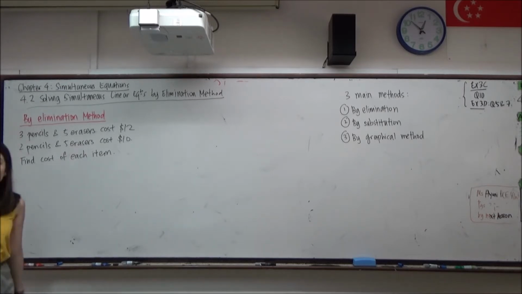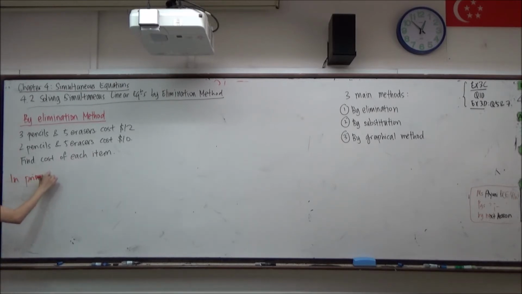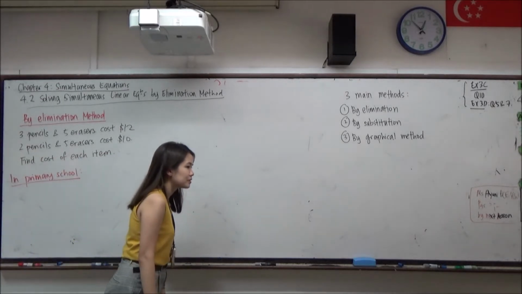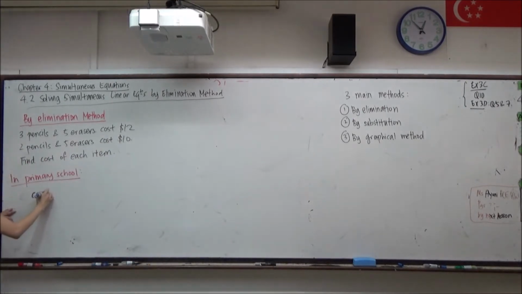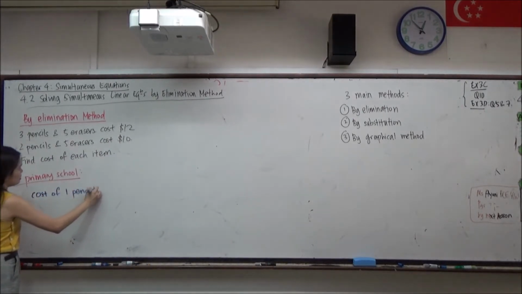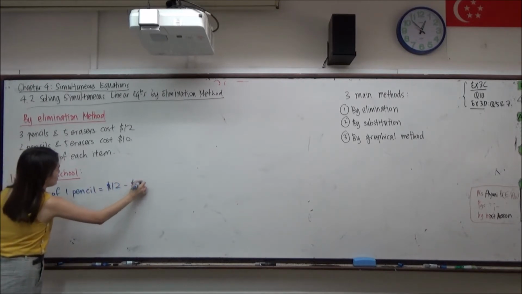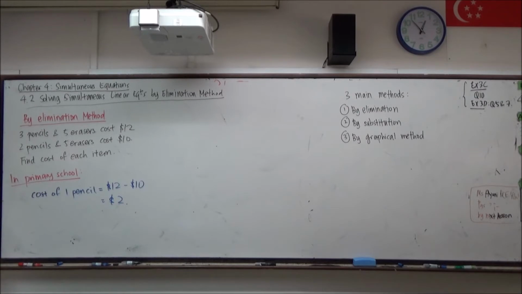I think in primary school we have done questions like this before, whereby I tell you 3 pencils and 5 erasers cost $12, and 2 pencils and 5 erasers cost $10. We want to find the cost of each item. How do you do it in primary school? Declan suggests that to find the cost of 1 pencil, we take $12 minus $10, and you will find that the pencil costs $2.